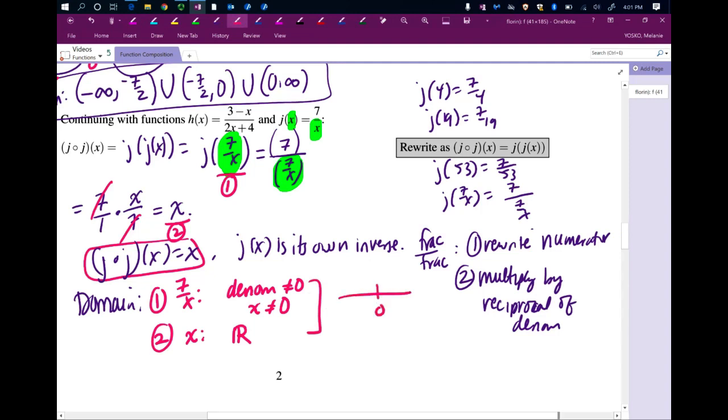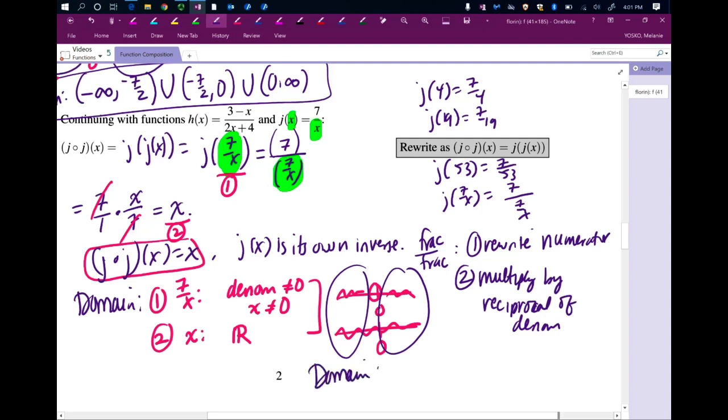So you have 0 is thrown out, right? And this one is the whole number line. So the domain of j composed with j of x, we have to throw out the number that's thrown out of any of the pieces. So the domain of j composed with j of x is negative infinity to 0, union 0 to infinity, because I'm throwing out x equals 0. Okay.